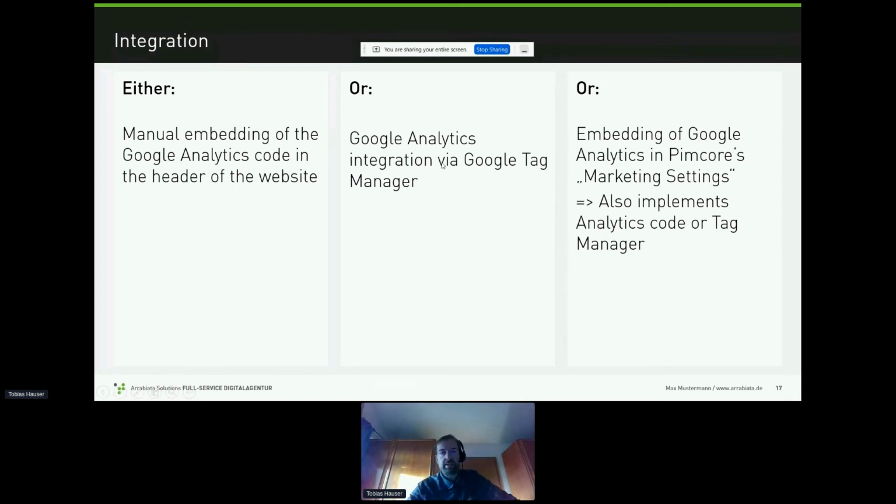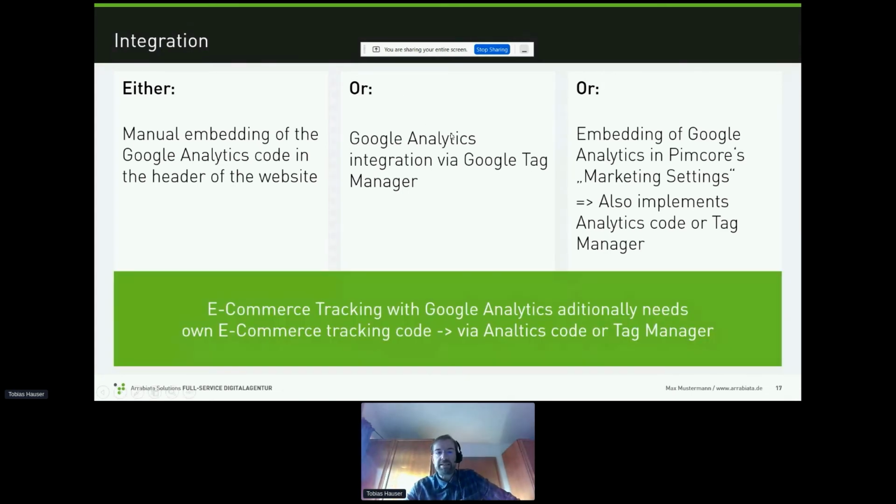It's done in minutes. A little bit more complex is the implementation of the e-commerce tracking, because Google Analytics has its own JavaScript libraries for the e-commerce tracking itself. So you need your own e-commerce tracking code there. And to implement it, you can also use two ways. You can do it via code in the template, or you can do it via Tag Manager. The Tag Manager version is a little bit simpler. Google offers lots of documentation there.